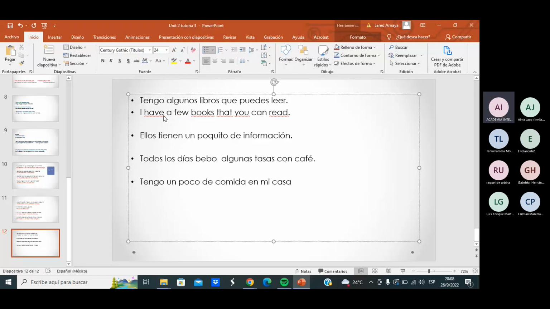Yo creo que mañana vamos a ver la otra donde usamos a few, any, and a lot of. Yo creo que son más fáciles esas. But I have a few books that you can read. Okay?